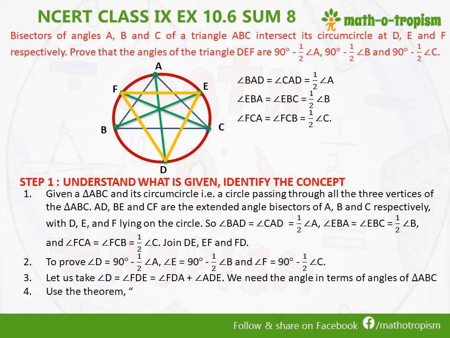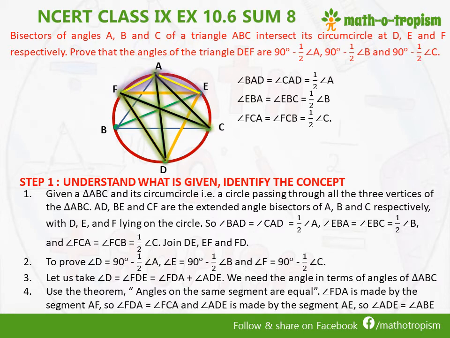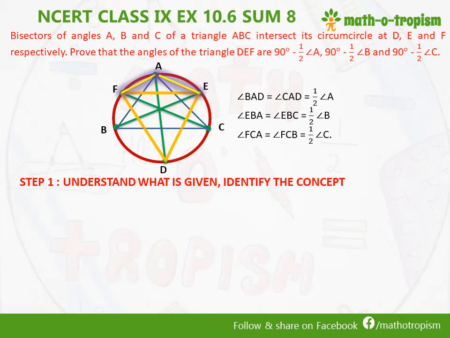We will use this theorem, angles in the same segment are equal, and we can see that angle FDA is made on the segment AF. When we talk about AF, the other angle is angle FCA. So angle FDA is equal to angle FCA. Similarly, angle ADE is made by the segment AE, and the other angle made by AE is angle ABE. So angle ADE will also be equal to angle ABE.